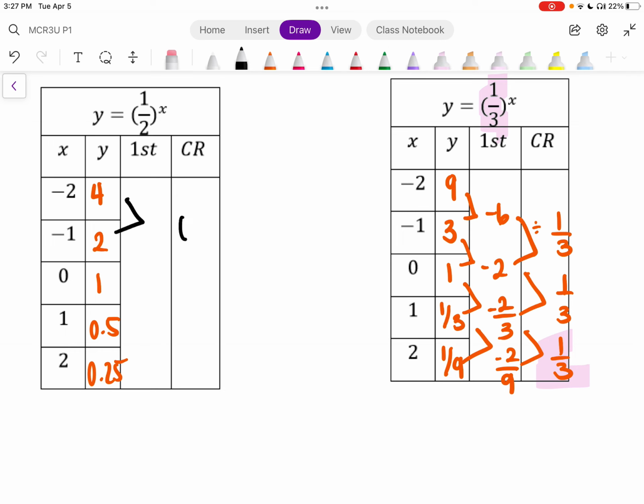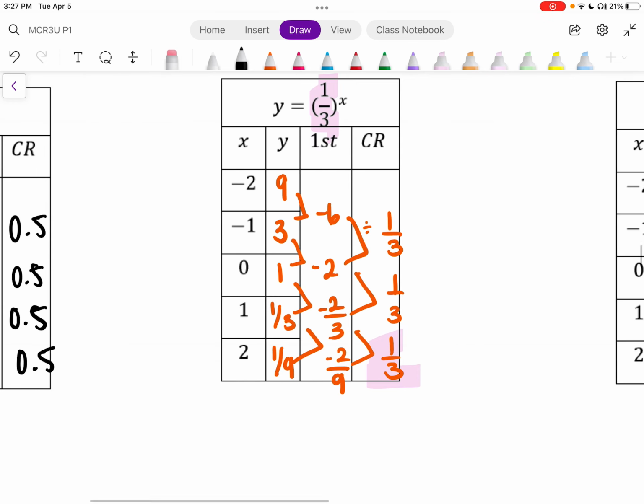So 2 divided by 4 is 0.5. 1 divided by 2 is 0.5. 0.5 divided by 1 is 0.5. 0.25 divided by 0.5 is 0.5. Right? And if I think about that, 0.5 is also 1/2, so that makes sense. The constant ratio is the base.